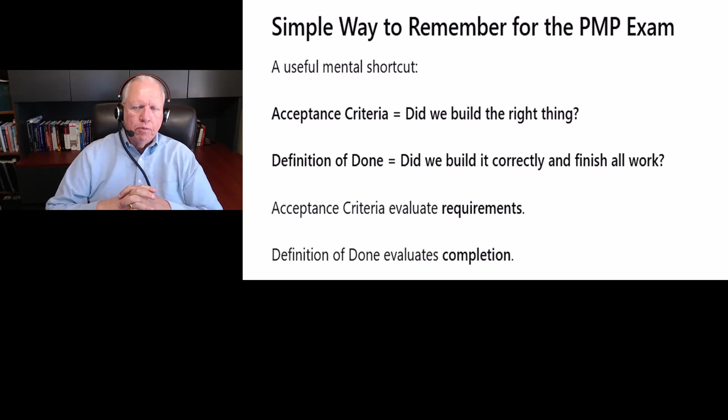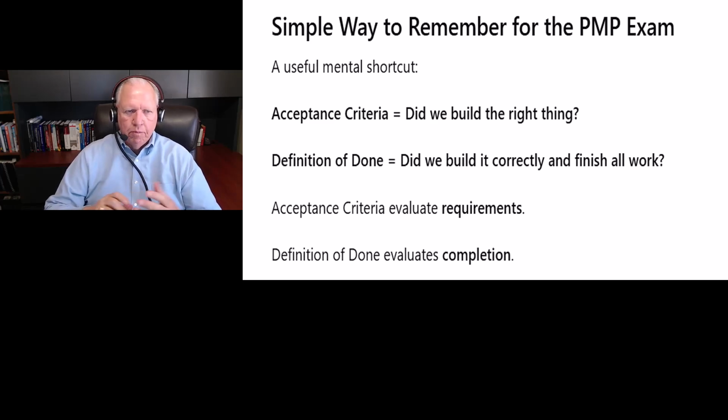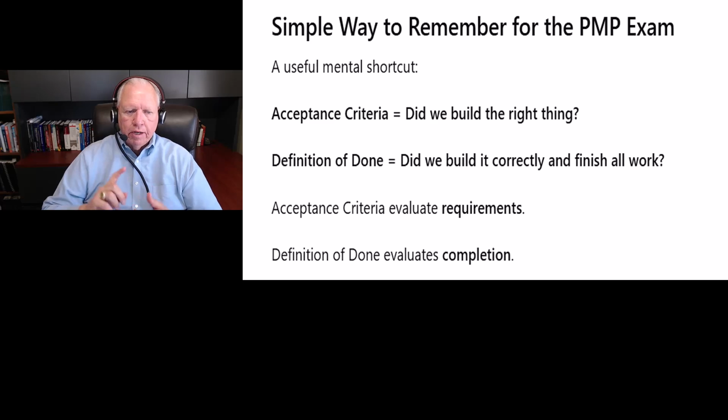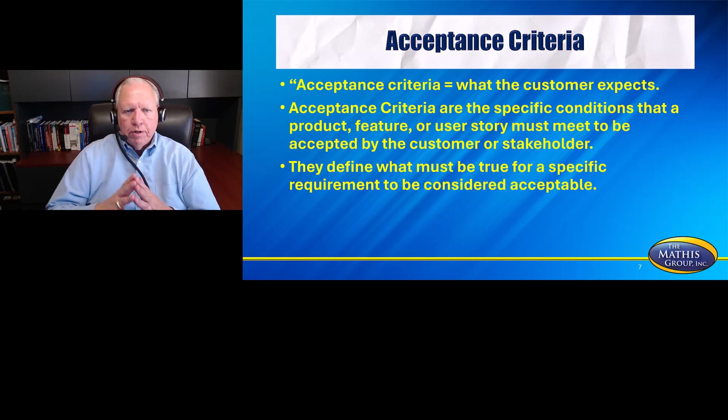Now let's take a simple way to remember for the PMP exam. A useful mental shortcut would be: acceptance criteria, did we build the right thing? Definition of done, did we build it correctly and finish all the work? Acceptance criteria evaluates requirements. Definition of done evaluates completion. Let me say it again. Acceptance criteria evaluates requirements. Definition of done evaluates completion. So acceptance criteria equals what the customer expects.